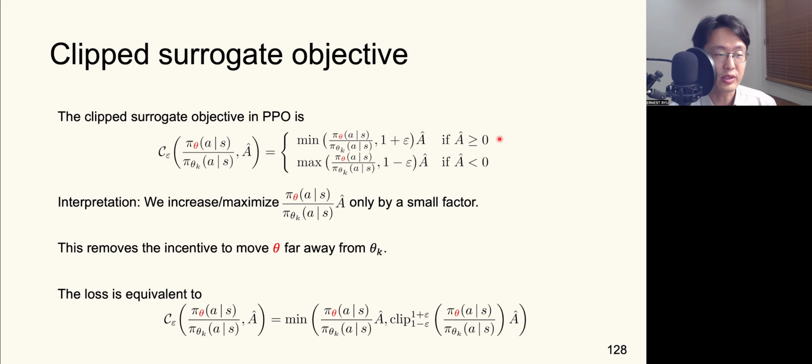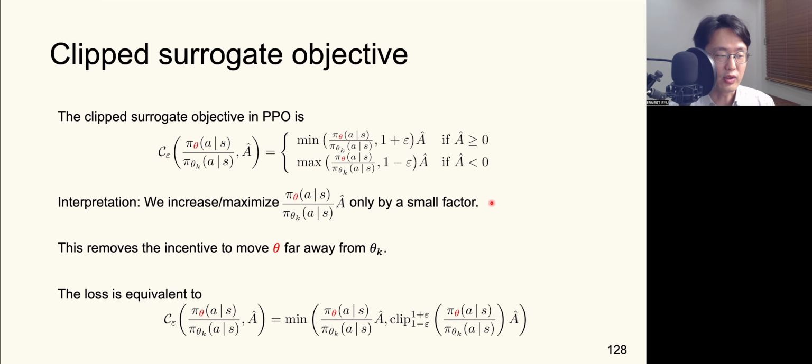So let's go through all of the details of this clipped surrogate PPO objective. One way to define it is in a piecewise way. When the advantage estimate is positive or zero, the objective is defined as the minimum of the likelihood ratio, comma, 1 plus epsilon. When the advantage estimate is negative, it is the maximum of the likelihood ratio, comma, 1 minus epsilon.